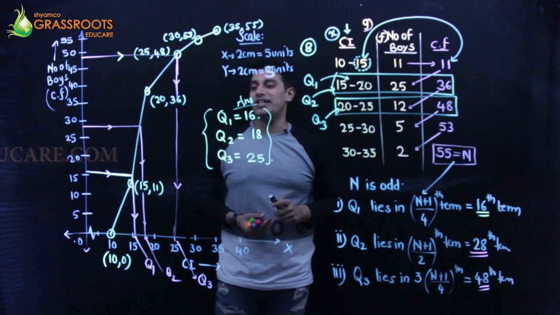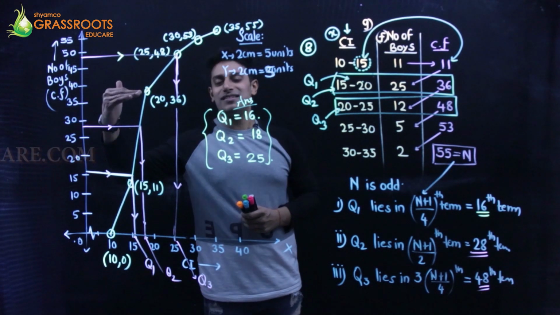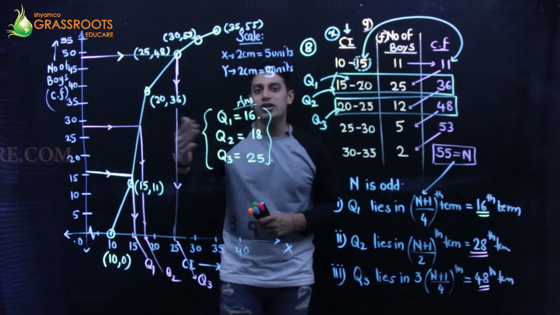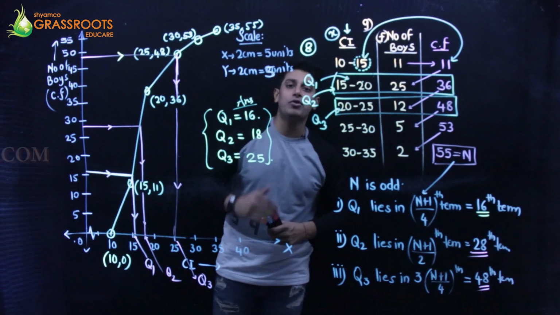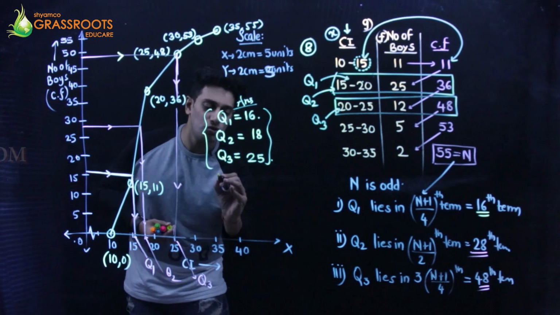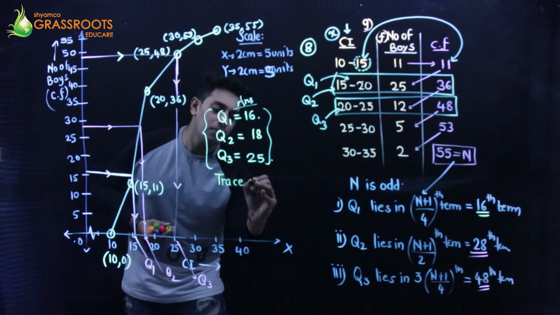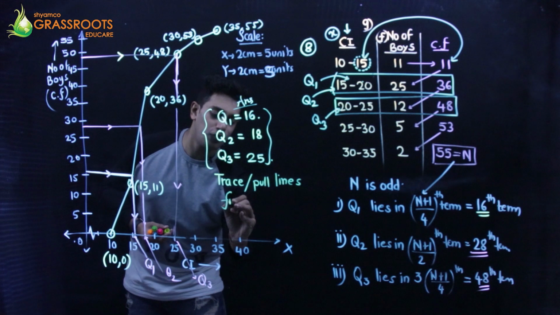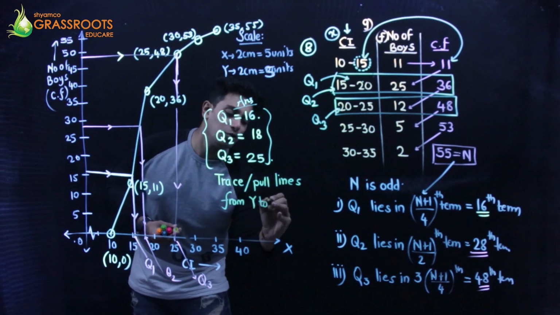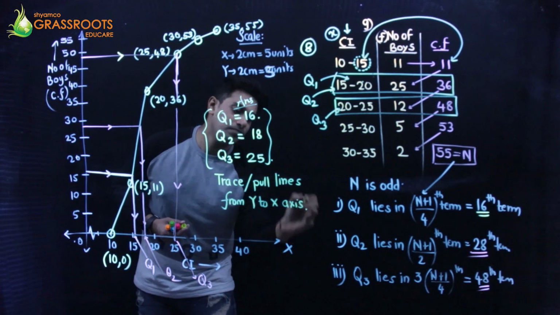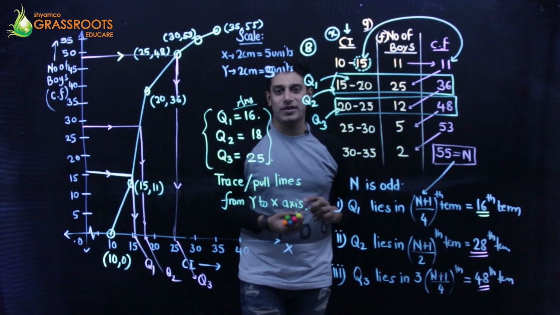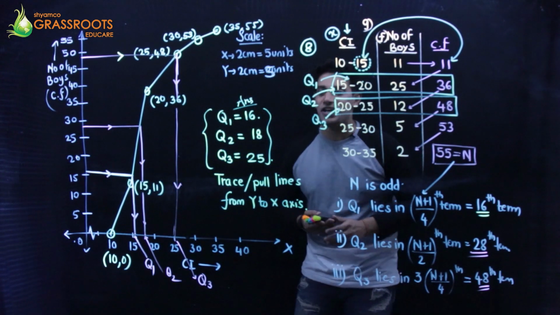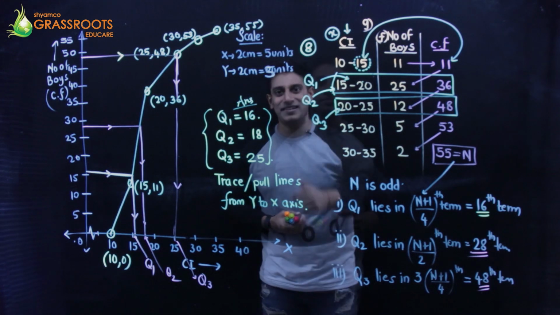So what you do is you trace down the lines from y-axis to x-axis in order to find out lower quartile, upper quartile and median. So trace, pull lines from y to x-axis, right? So go through this 8th question. We have more sums on ogive and question and answers for you all. We'll be taking few more sums on ogive, but before that we are going to proceed with mode.